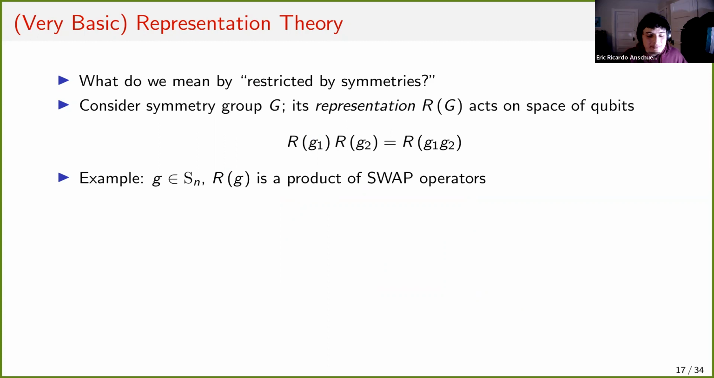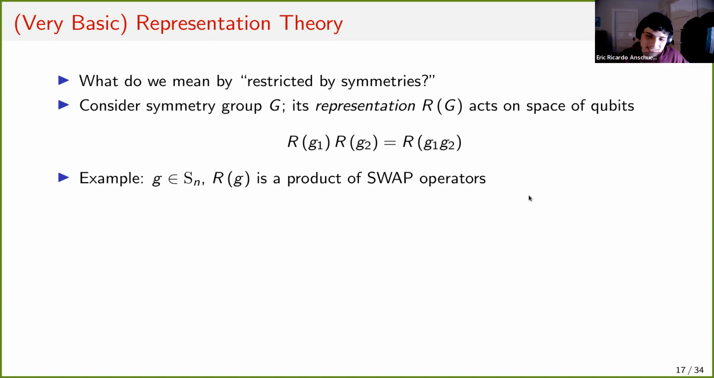So, going back to the example where we want a model that is symmetric under permutation. What we really mean by that, when it's a quantum model on qubits, is that we have the symmetry group of permutations and it has some representation. If you're unfamiliar with this term, essentially it's like writing group elements as matrices that satisfy the same group product relations. So for the symmetric group, one representation is just swap operators on qubits. You can write a permutation as a bunch of swaps, and different permutations, when written as swap operators, multiply together like you would expect. So this is a representation of the symmetric group.